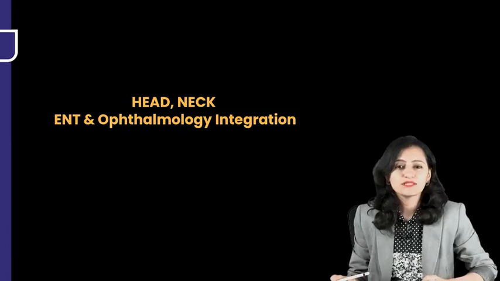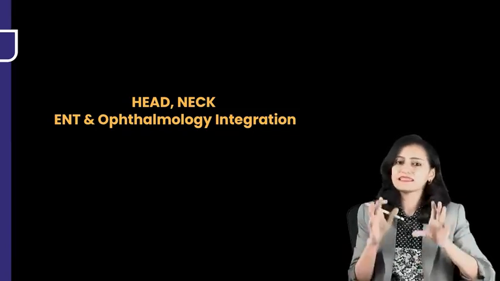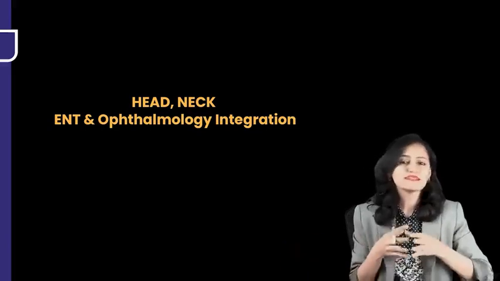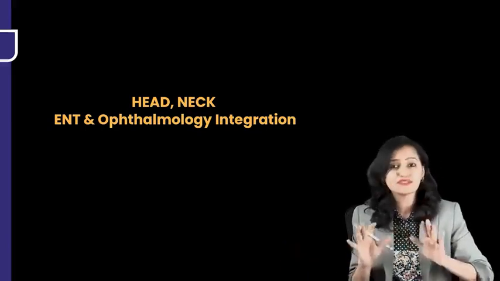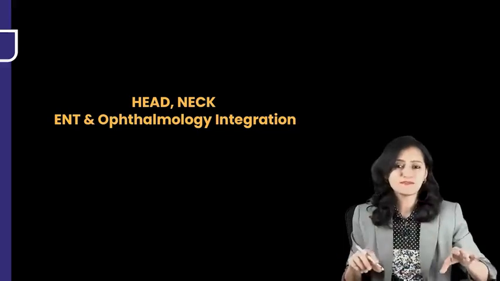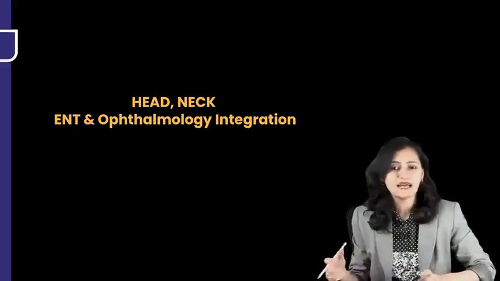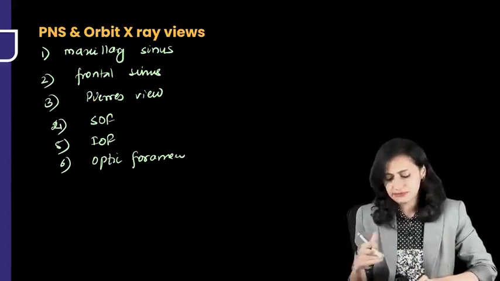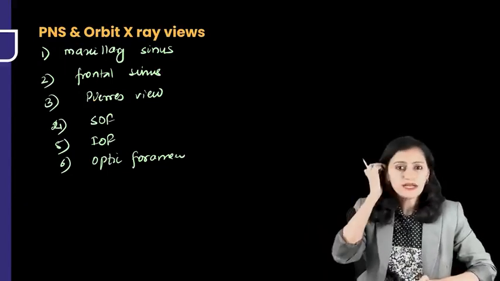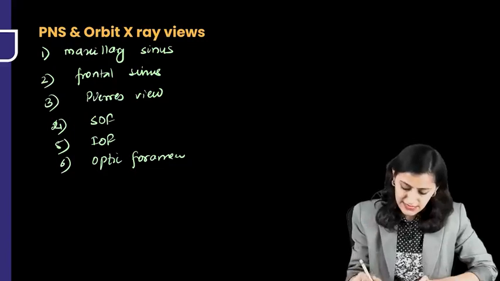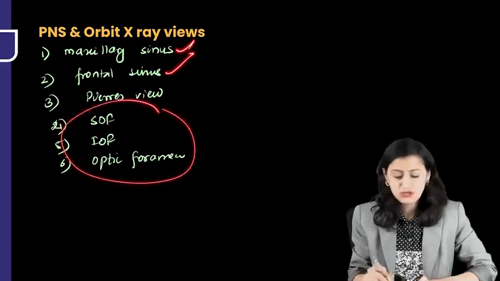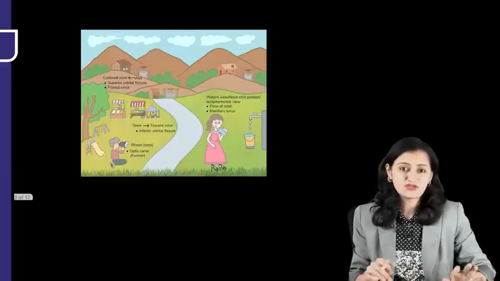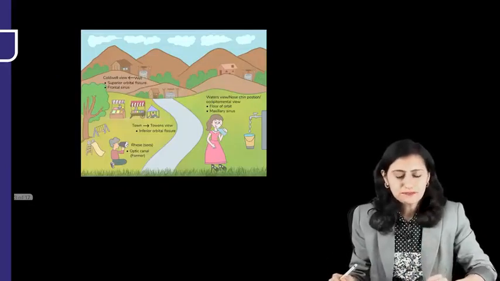So friends, now we are going to learn about head and neck radiology, basically integrating radiology with ENT and the ophthalmology part. Somehow in recent years, we have seen that a lot of images and questions are being asked from this aspect of integration of ENT, ophthalmology and radiology. So first, let's talk about the X-ray views. Many questions in recent years. What X-ray view do we have for maxillary sinus, for frontal sinus, for superior orbital fissure and all of those? Let's learn this with an easy trick and an interesting story mnemonic.